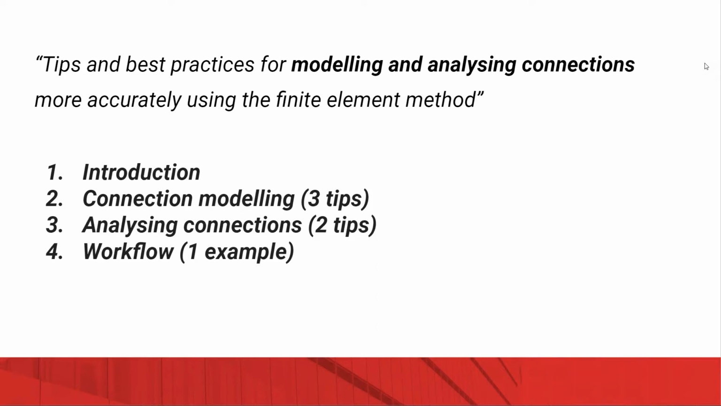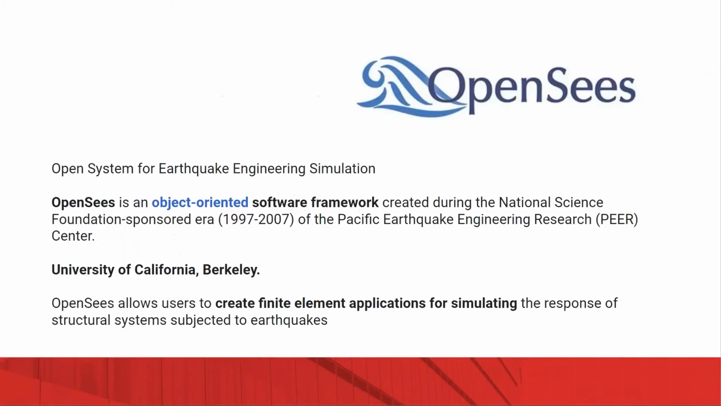So I've divided the presentation in 4 main parts. We'll have a brief introduction about the system that we have here. Then we have 3 tips related to the modeling of the connections. Then we have 2 tips related to the analysis, and we'll finish with an example of a workflow that I can suggest to you if you work with a team with more than 2 professionals working in the same structure. Okay, to start, let's talk a little bit about OpenSees.